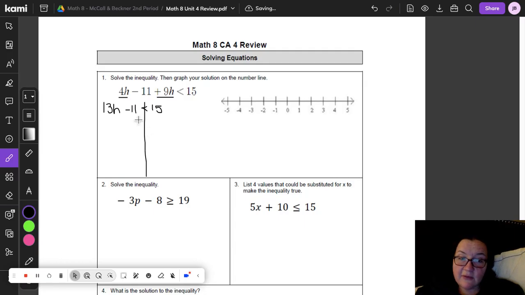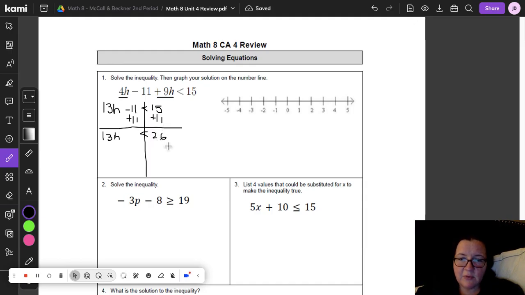So in order to get rid of it, we have to move it to the other side, which means we need to do the opposite operation. And that means we're going to add it to both sides. Plus 11, plus 11. All right, so we've got 13h, it's less than 15 plus 11, which equals 26.